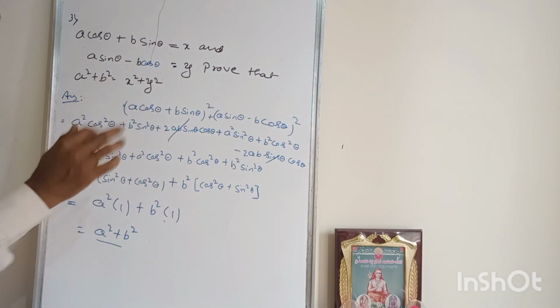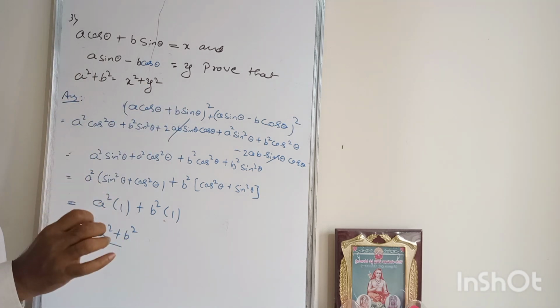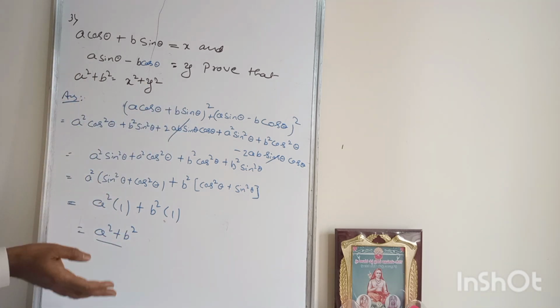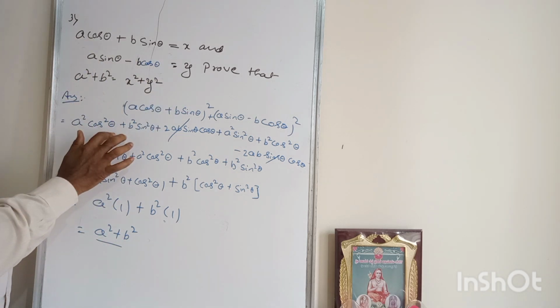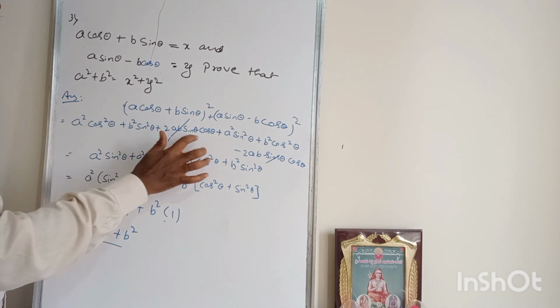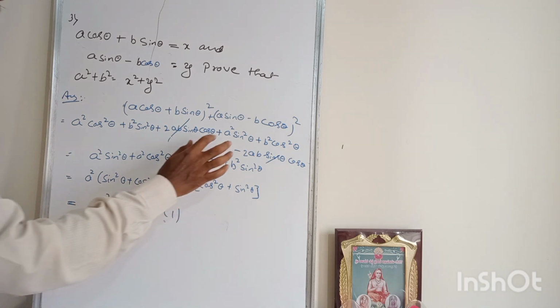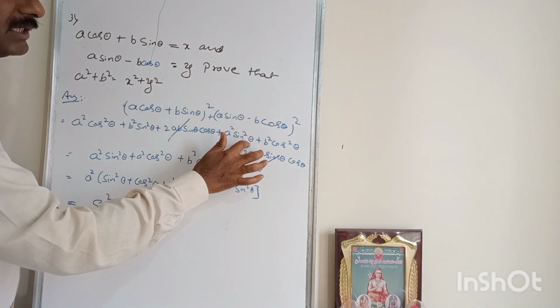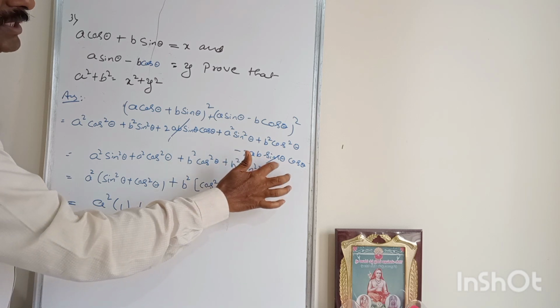After squaring we get A square plus B square, that is equal to A square plus 2AB plus B square. Like that we have to expand this. A square cos square theta plus B square sin square theta plus 2AB sin theta cos theta. And in the same way, A square sin square theta plus B square cos square theta minus 2AB sin theta cos theta.